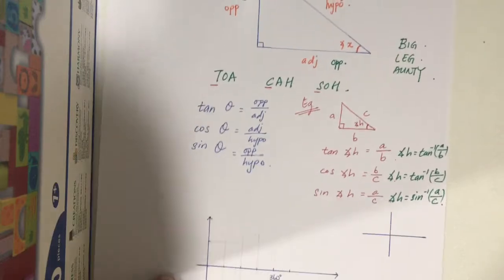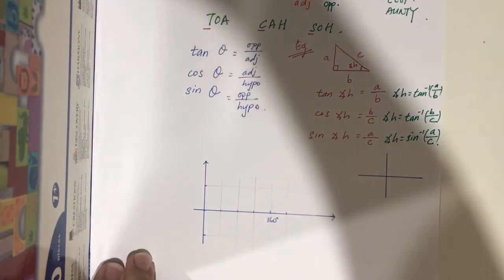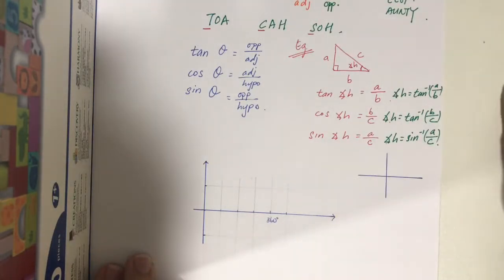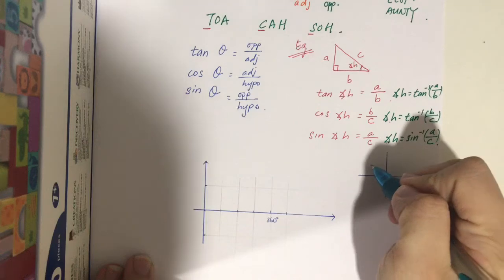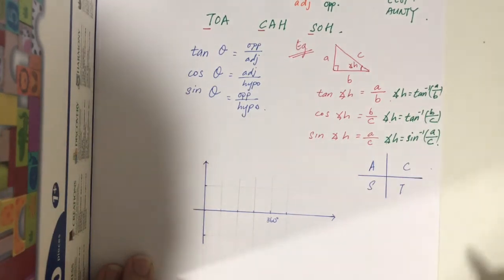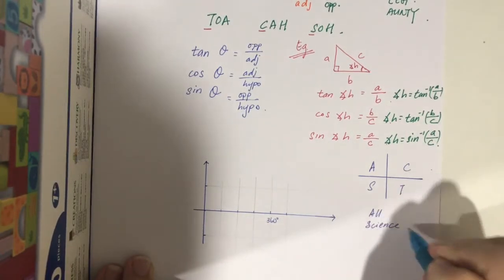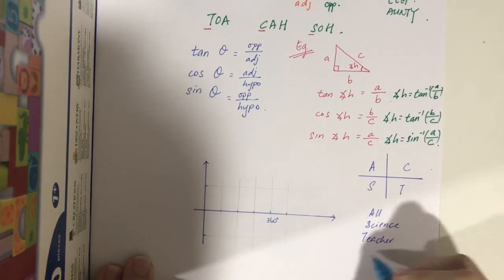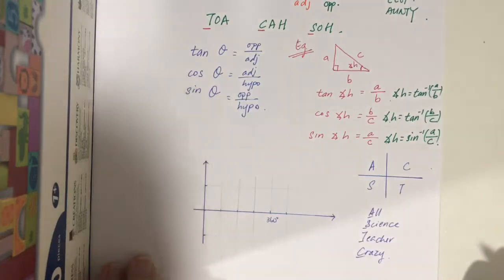Now the next thing that I want to bring to your attention will be the quadrant. There's another thing that you need to remember for Tuakaso, which is "all science teacher crazy". Okay, the short form is ASTC. What does this mean?